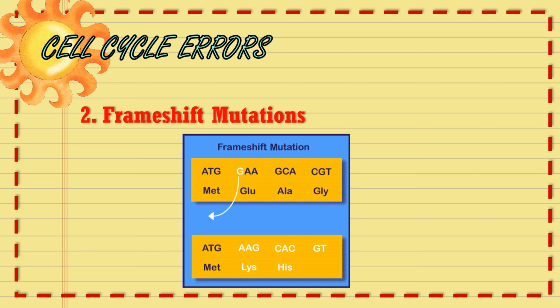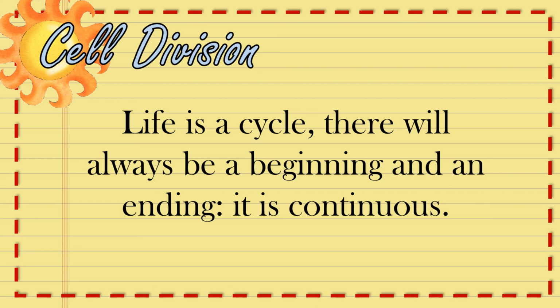So errors during the cell cycle may occur beyond our control. Some of these bring harmful effects, like the disorders presented. But there are also mutations that cause no problem at all and in fact are beneficial. To end our discussion, take note that life is a cycle. There will always be a beginning and an ending, and it is continuous.